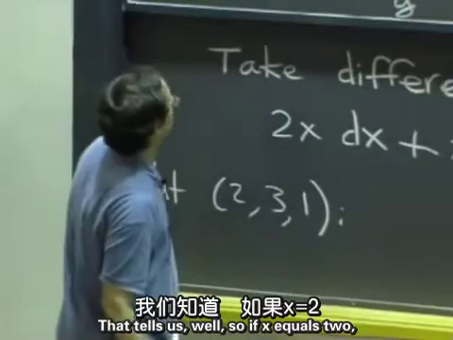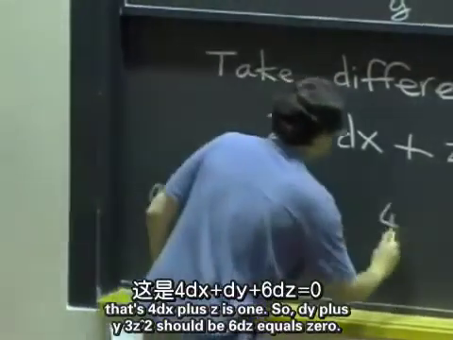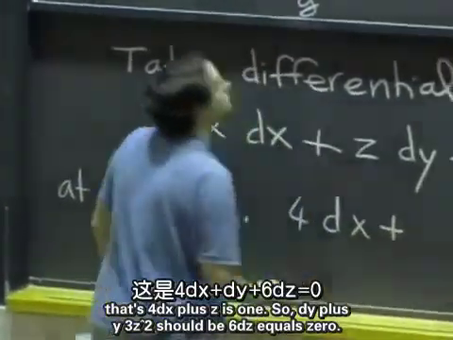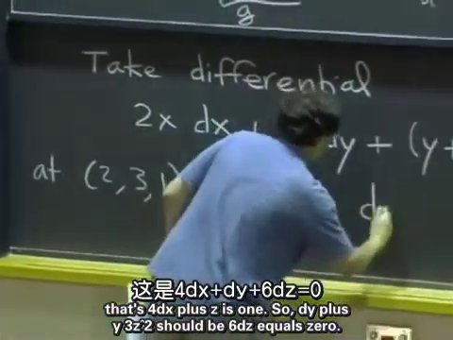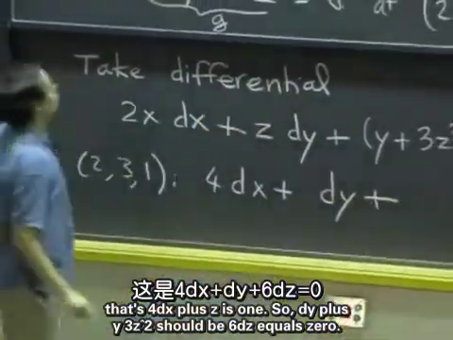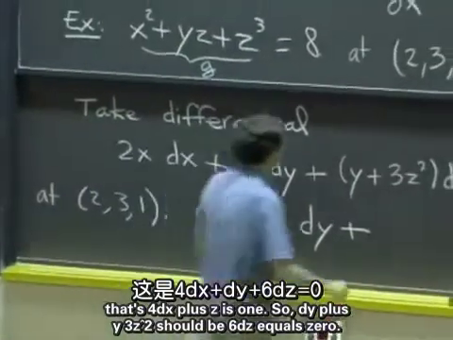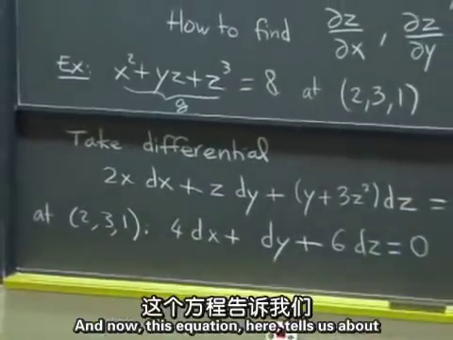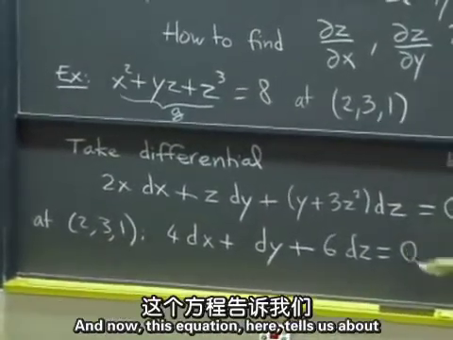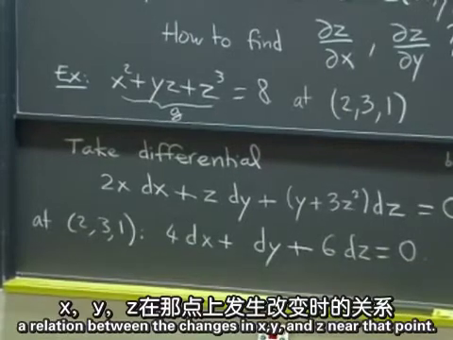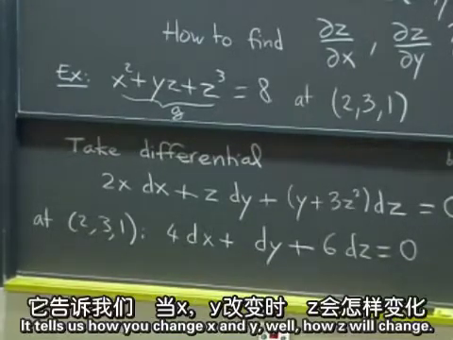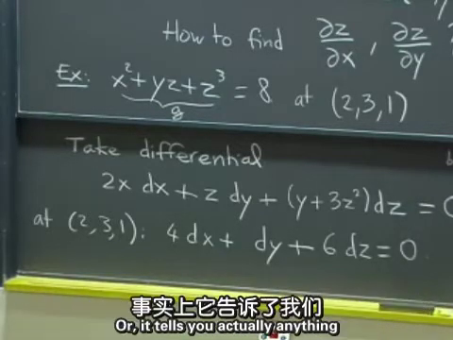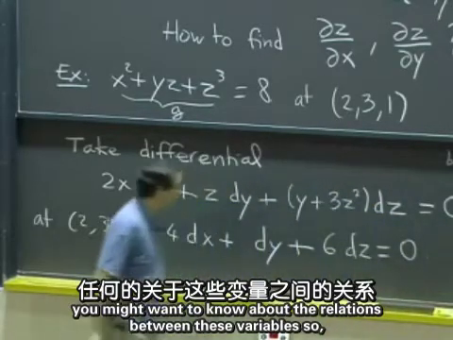That tells us, so if x equals 2, that's 4 dx, plus z is 1, so dy, plus y plus 3z squared should be 6 dz equals 0. And now this equation tells us about a relation between the changes in x, y, and z near that point. It tells us how, if you change x and y, z will change. Or it tells you actually anything you might want to know about the relations between these variables.